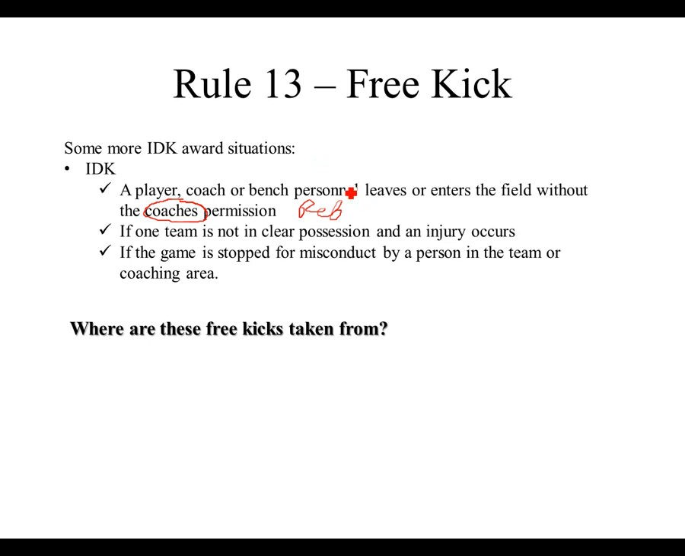If one team's not in clear possession and an injury occurs, that in high school is an indirect free kick. Actually, team possession is really supposed to be, this should be more of the drop ball. Remember, we've talked a little bit about drop balls. I'll clarify that for you in a little bit.